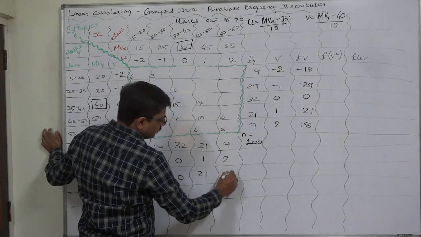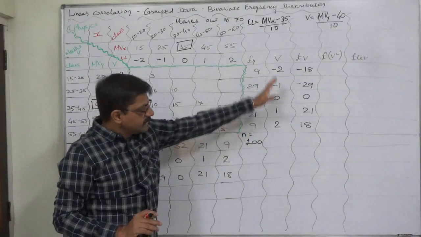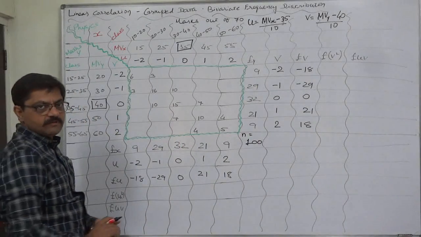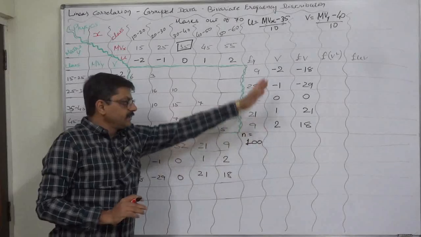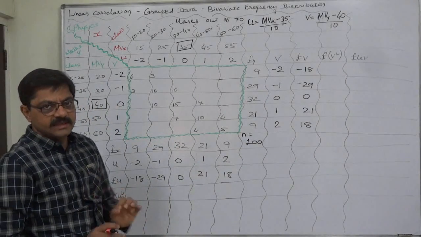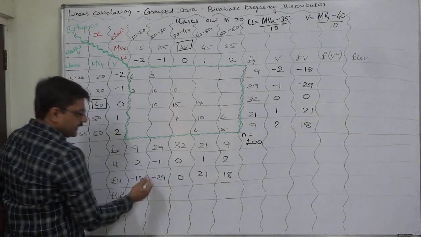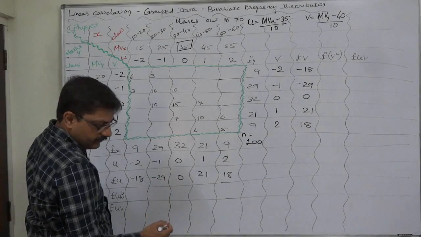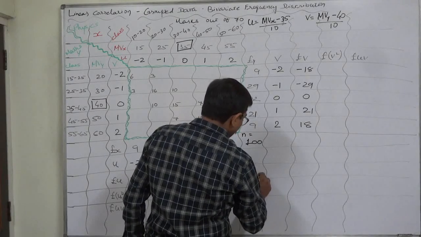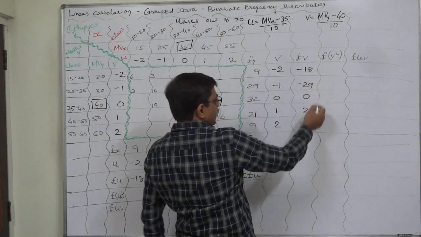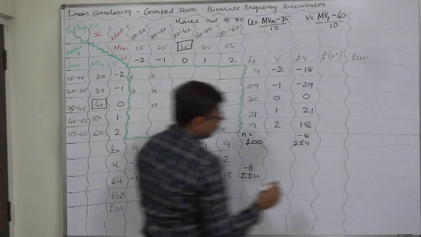9 into 2, 18. Again I repeat, I have deliberately selected a question where the arrangement of statistics is the same. No other question will be the same. If there is any other question having the arrangement of statistics in this way, that is an accident or random case only. Okay, 18 minus 18 cancel, minus 29 plus 21, that will be minus 8. Minus 8 is summation of FU, that is sigma FU. Similarly, 18 positive negative cancel, minus 29 plus 21, minus 8 comes to sigma FV, that is total of F into V.